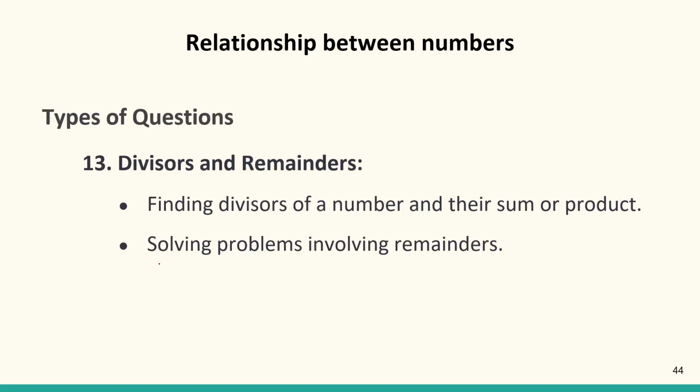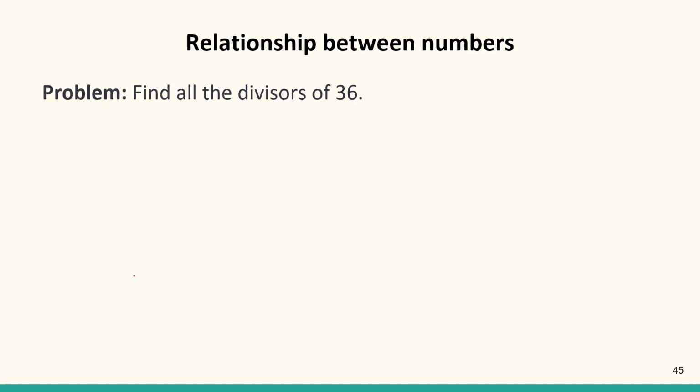So the 30 kind of question is on divisors and remainders. Okay, so finding divisors of a number and their sum or product. So let's see an example. So it asks us to find all the divisors of 36. Okay, what numbers can divide 36 and give a remainder 0? So basically it asks us to find the factors of 36.